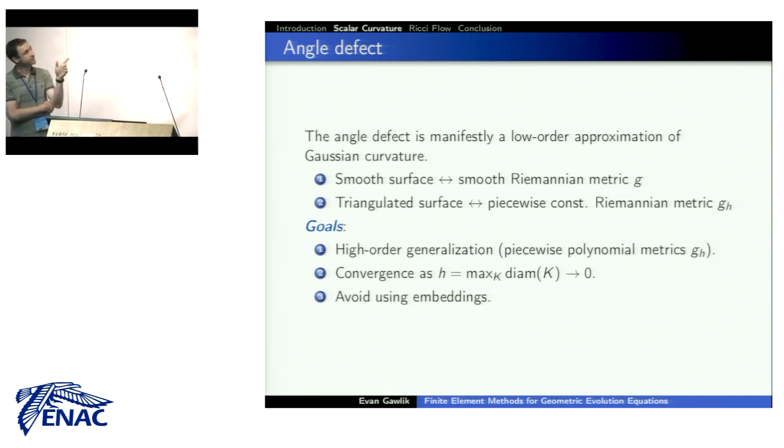If I let H equal the maximum diameter of an element of the triangulation, and let H go to 0, I would hope that my discrete curvature is converging to the true curvature of the underlying smooth surface. And I would like to do this without using any embeddings. Just like the angle defect is an intrinsic measure of curvature, where you only need angles to compute it, I would like to construct higher order generalizations that also avoid using any embeddings.